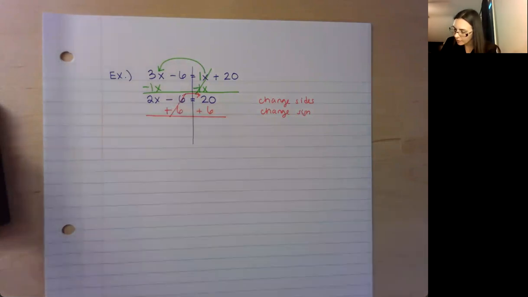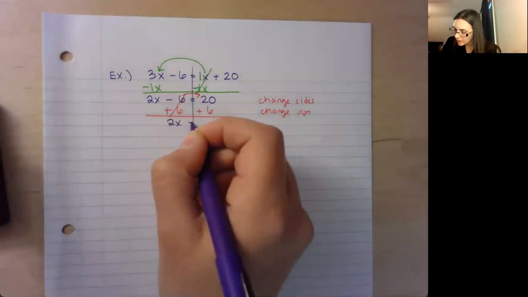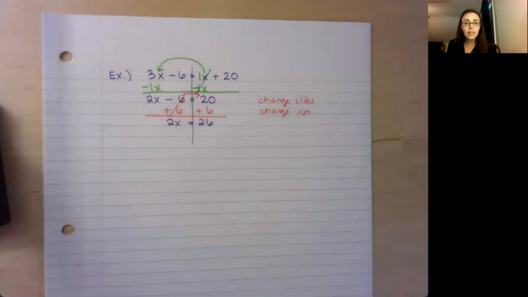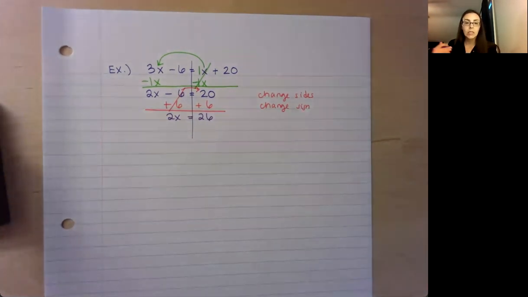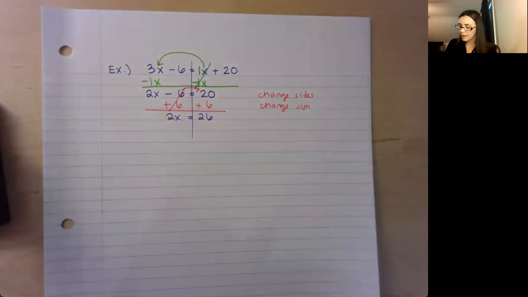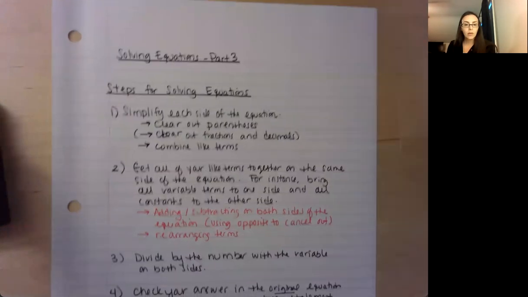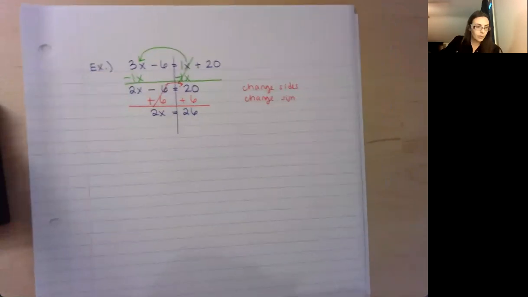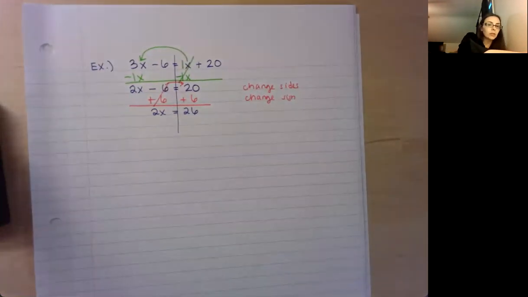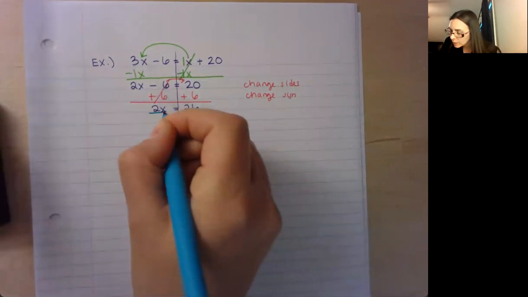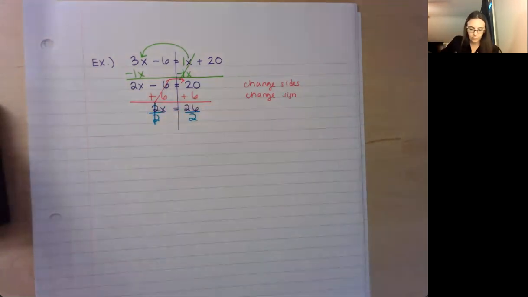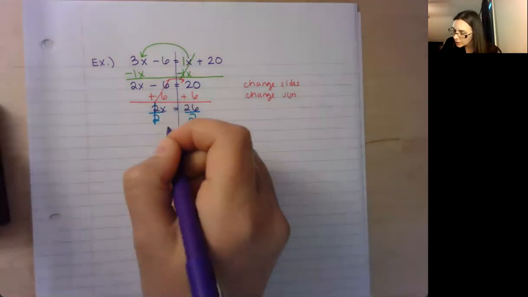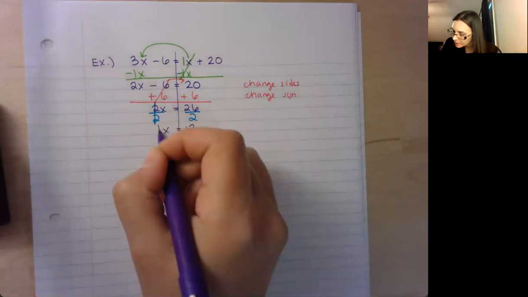So I have 2x left and then 26. Now notice here that all my like terms are combined. So I have my x's on one side, my numbers on the other, and now I'm ready for that third step, which is to divide both sides by the number with the variable. So I need to get the x by itself. That's always my goal. So I'm going to go ahead. Let's get a different color here. How about blue? And we'll divide both sides by 2. And x equals 13 is my solution.